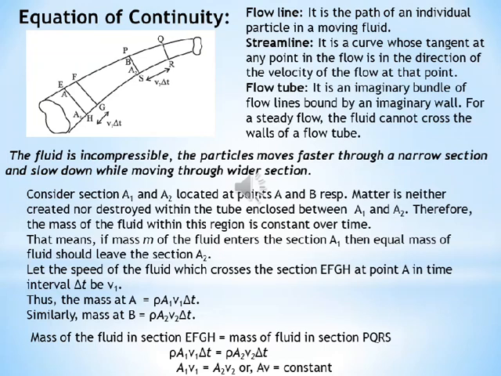So according to conservation, the mass of fluid in section EFGH should be equal to the mass of fluid in section PQRS. So the mass at A, rho A1 V1 delta t, is equal to rho A2 V2 delta t. Delta t will get cancelled. You get the equation A1 V1 is equal to A2 V2, or you can say AV is constant. This is nothing but the equation of continuity. Alright.